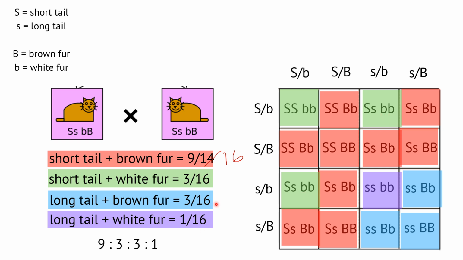And then 3 again out of the 16 will have a long tail and brown fur, as you can see, these 3 over here. So they're homozygous recessive for the tail, but have a dominant allele for the fur. And then only 1 out of 16 will be homozygous recessive for the tail and fur. So long tail, white fur. If we were going to write that as a ratio, we'd take the 9, the 3, the 3, and the 1, and write 9 to 3 to 3 to 1, like that. It's a lot of work, and if you take your time and do it properly, you will get this right.